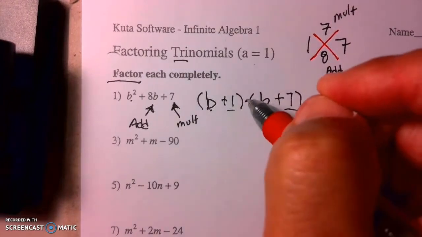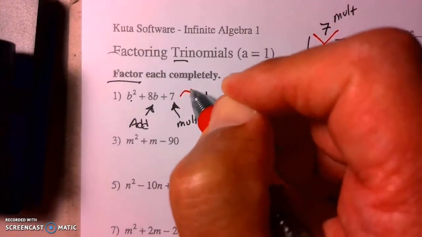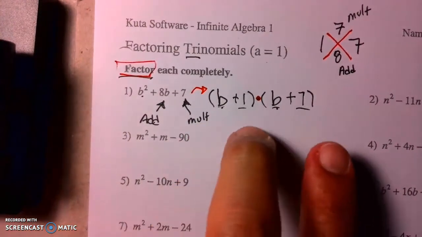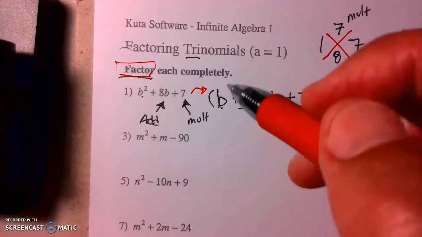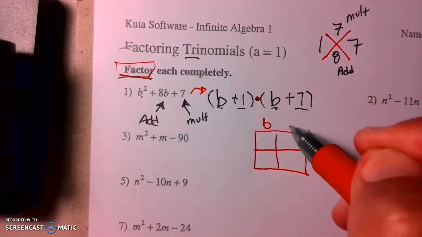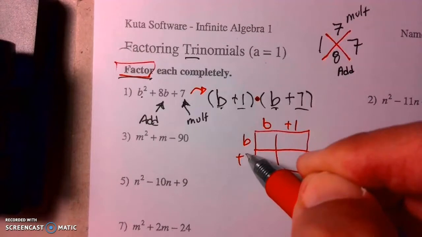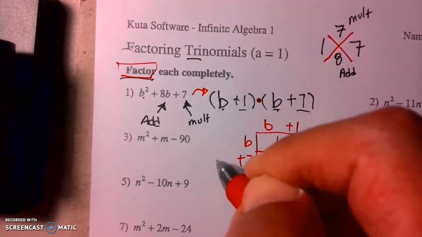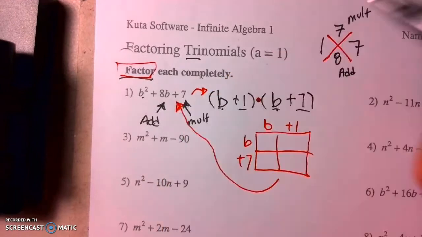The mere fact that I just split this up, this is called factoring. Okay? I factored it into its 2 factored parts. And in fact, if I do the box method, where I put b plus 1, b plus 7, or do the FOIL method, distributive property, this multiplying will go right back to where we started here.